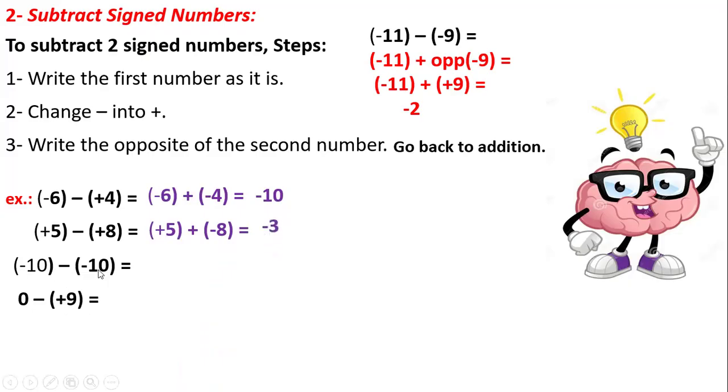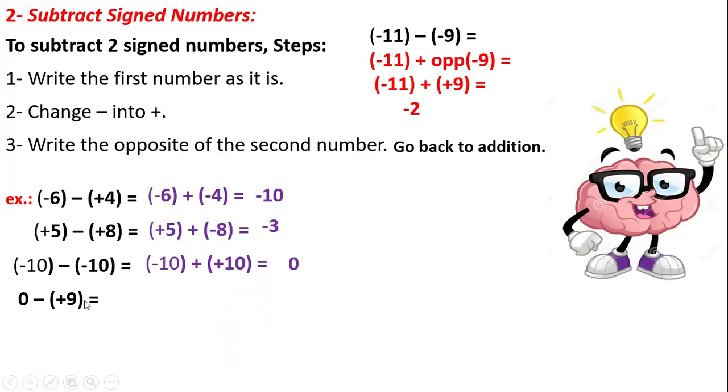Negative 10 minus negative 10. I have subtraction. Also, I follow steps. We write negative 10 as it is, change minus into plus. The opposite of negative 10 is positive 10. As you can see, I'm adding two opposite numbers. As I said, the rule says the answer when adding two opposite numbers is 0.